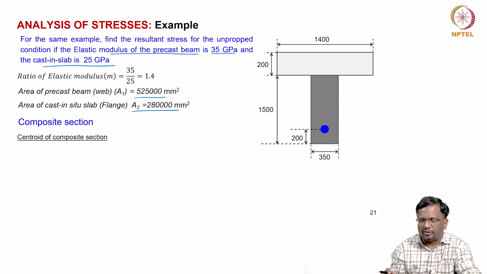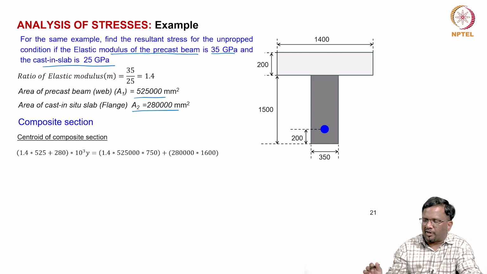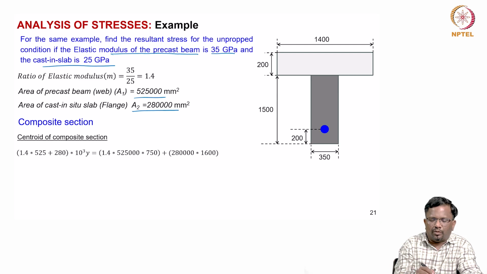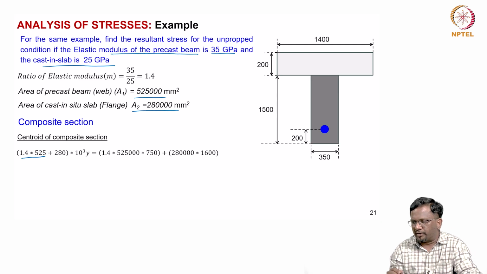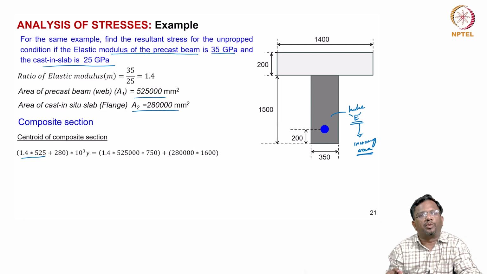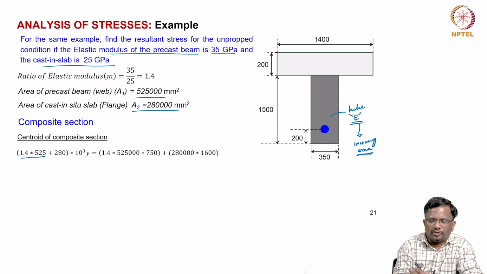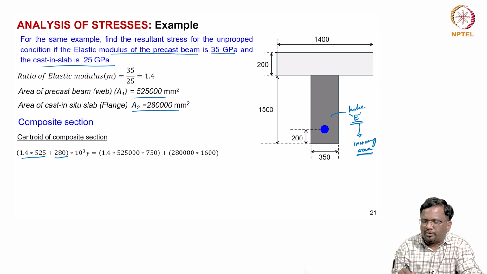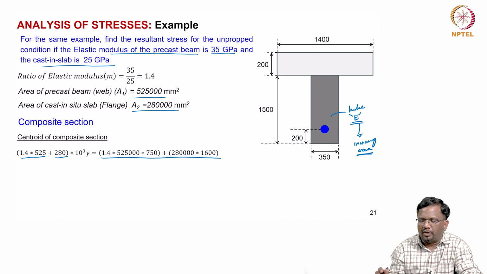For the composite section, you can calculate the centroid now using the transformed section properties, 1.4 into 525, because this has a higher E. So we are increasing this area, and that is why we are multiplying by the modular ratio. This is 280 times y, which should be equal to the summation of the entire area.